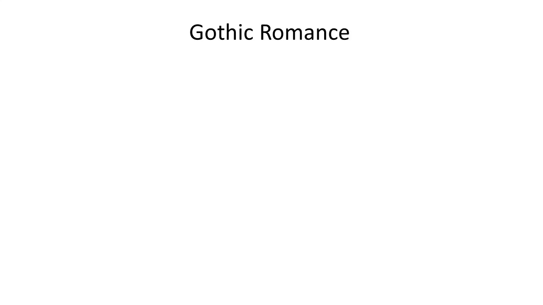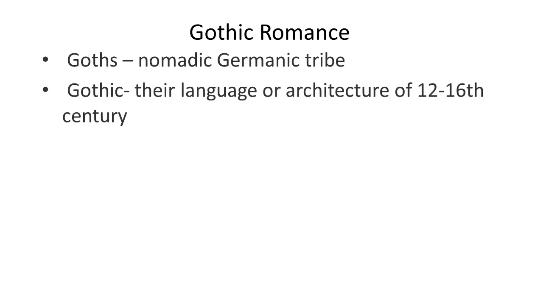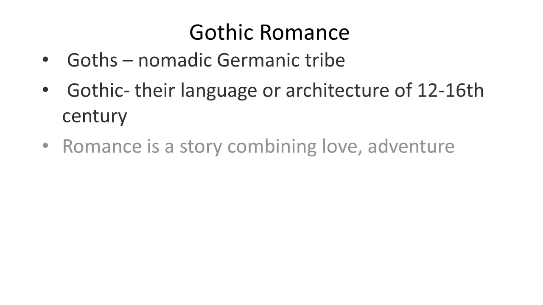Now, coming to the topic Gothic Romance. So, what is Gothic Romance? This word Gothic comes from the word Goths. Goths are the nomadic Germanic tribe. That means they are a tribe and they moved from one place to another in Europe in the past, and whatever belonged to them is called Gothic. So it can be about their language or it can be their architecture. So it is called Gothic style. Their architecture prevailed in Europe from the 12th century to the 16th century.